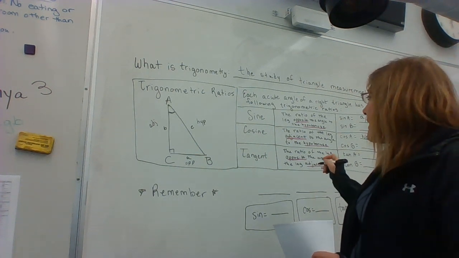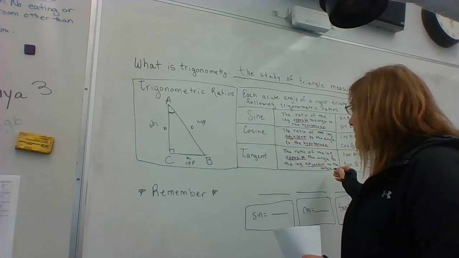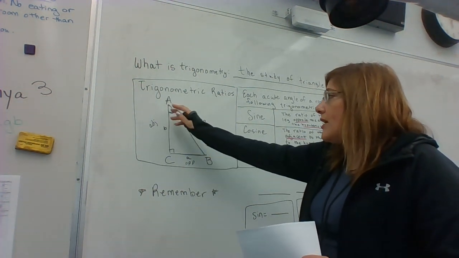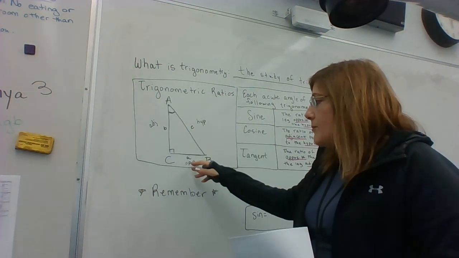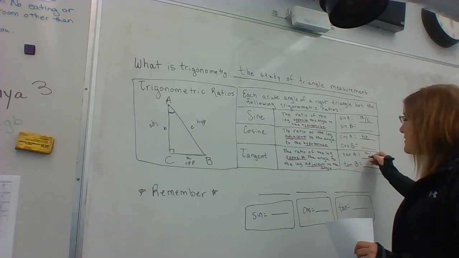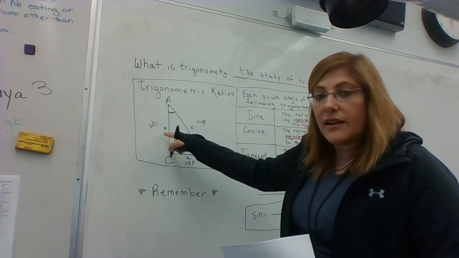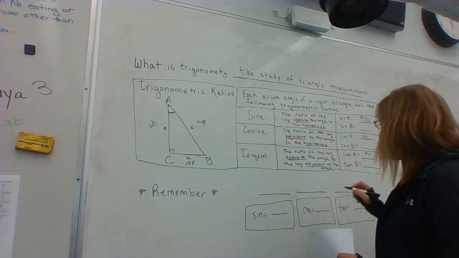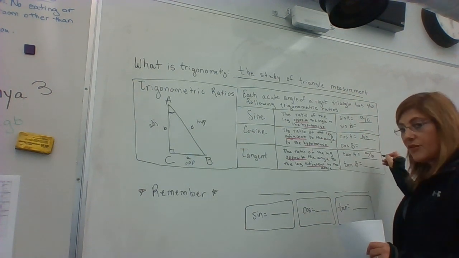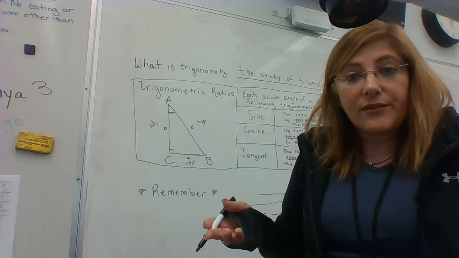Now, the last one, the ratio of the leg opposite the angle to the leg adjacent to the angle. Well, if we're looking at angle A, this is opposite. That's our little a. So tangent of A is going to be little a over the adjacent leg, which is B. A over B. So we're just basically talking about ratios.